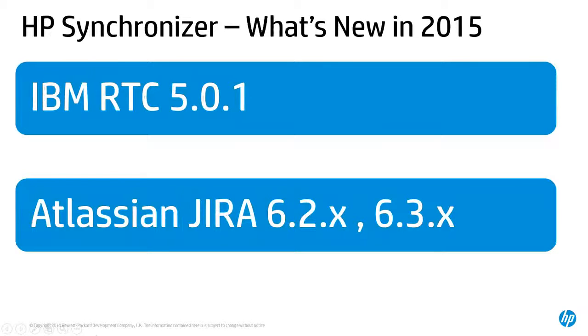In 2015, specifically, we added two big adapters, primarily driven by the demand that we heard from the enterprise. In March, we came out with the Atlassian Jira adapter, which is primarily for 6.2 and 6.3, and also for the IBM Rational Team Concert 5 edition. This is out there on HPLive Network, and I'll walk through those portals.